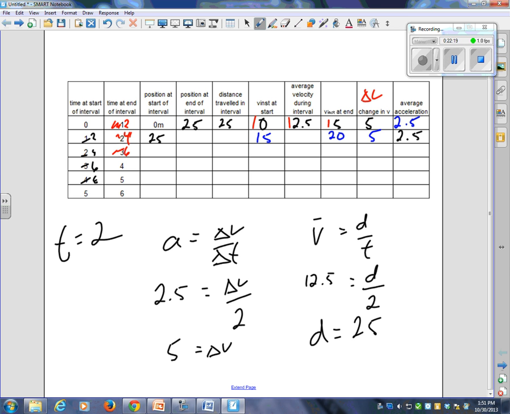And if I'm starting at 15 and ending at 20, my average must be 17.5. And if I average 17.5 over 2 seconds, how far do I go? 35. And if I started at 25 and I travel a distance of 35, where am I at? So how did we get the change in velocity of 5 again? 2.5? Right here. Yeah, right here, right?